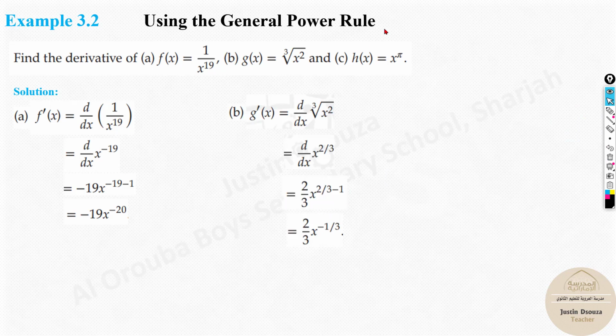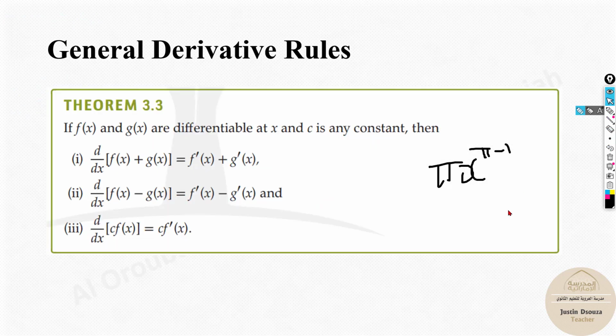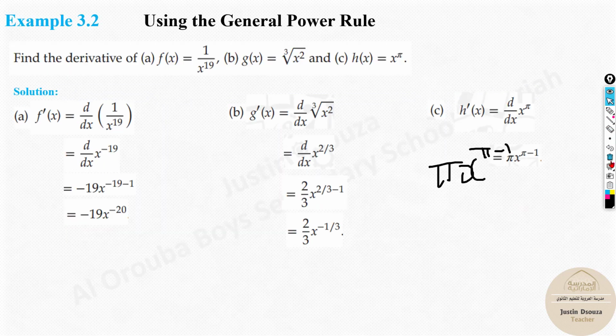Here it's just simplification. Now you have x to the power pi. How would you derive this? We know pi is 3.14, but generally when they ask you to derive such things, they expect you to keep it in terms of pi itself. Whatever is the power, the pi comes down: pi x to the power pi minus 1. This would be the answer. That's it, a single step. That's how we use the power rule generally, and we can solve all these different types of problems.